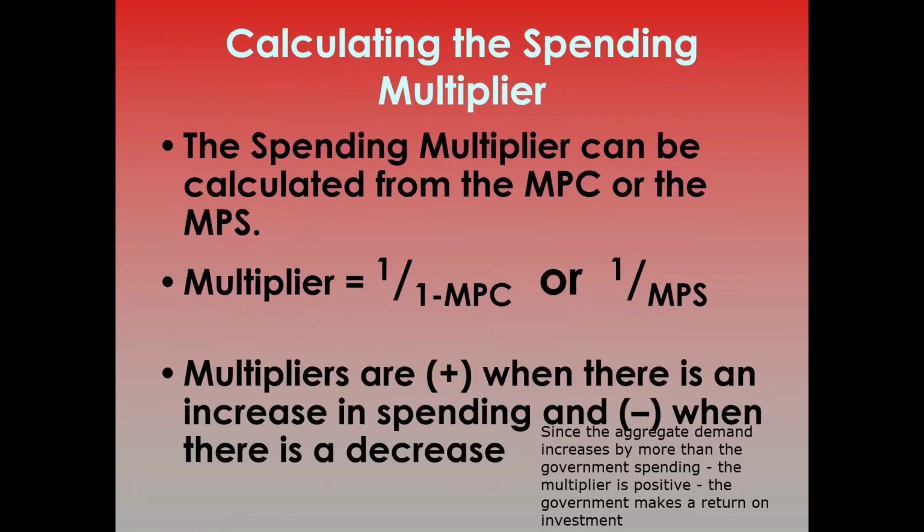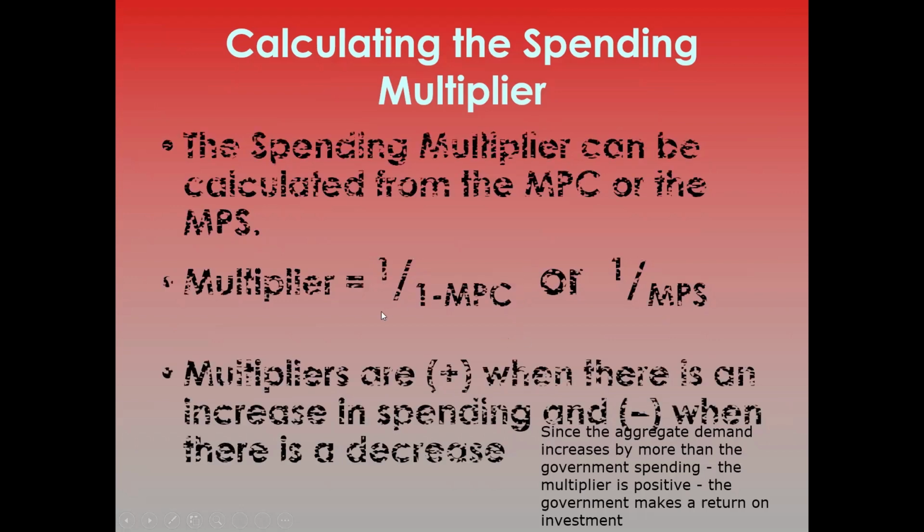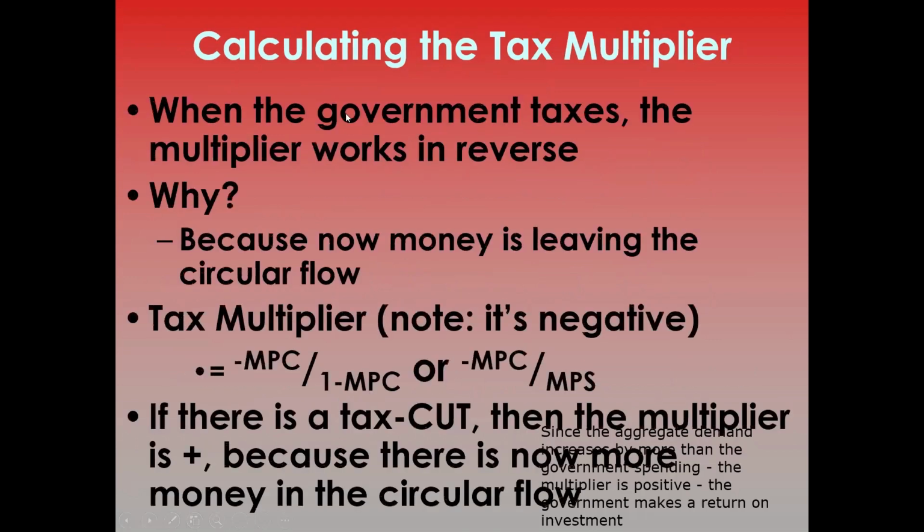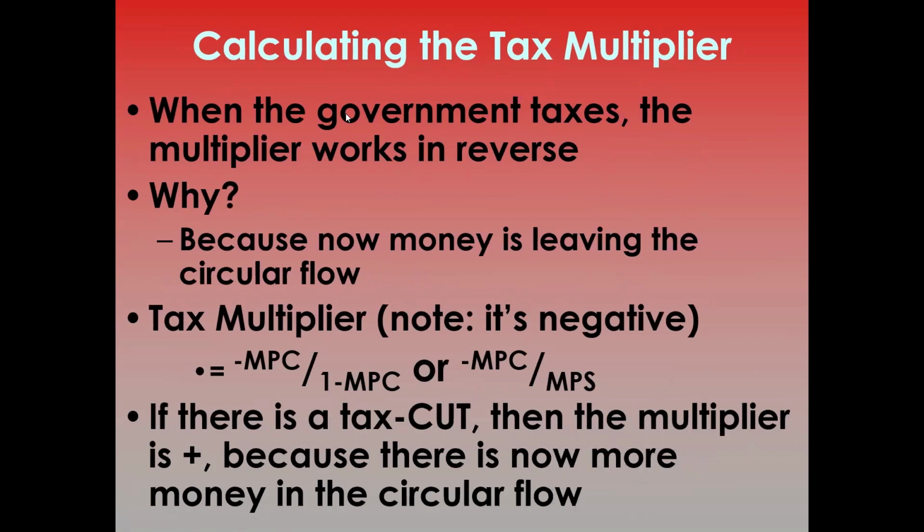So calculating the spending multiplier. Spending multiplier can be calculated from the MPC or MPS. In this case, you do 1 divided by 1 minus MPC, or 1 divided by MPS. Multipliers are positive when there's an increase in spending and negative when there's a decrease. So when the government taxes, the multiplier works in reverse. Why? Because money is leaving the circular flow.